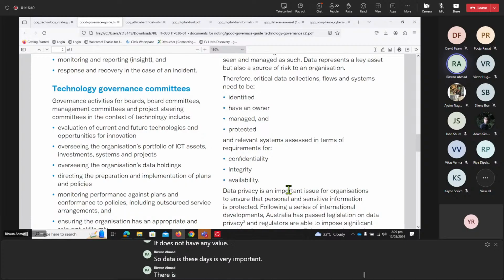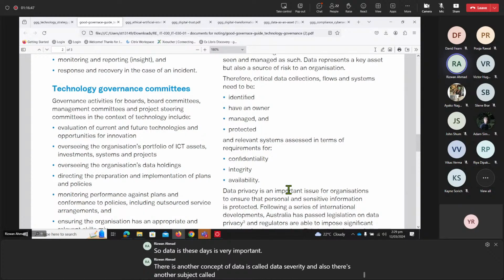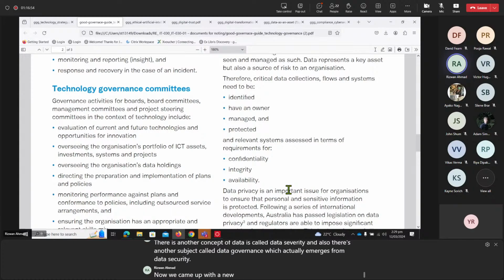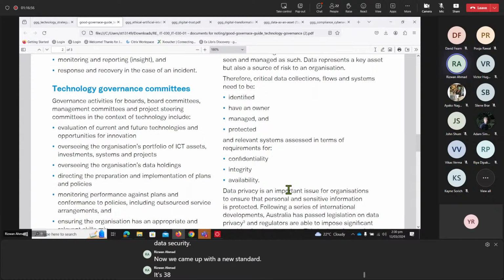There's another concept called data sovereignty. And there's another subject called data governance, which emerges from data sovereignty. Now we came up with a new standard, 38506. It's based on data governance, how you are handling the data.